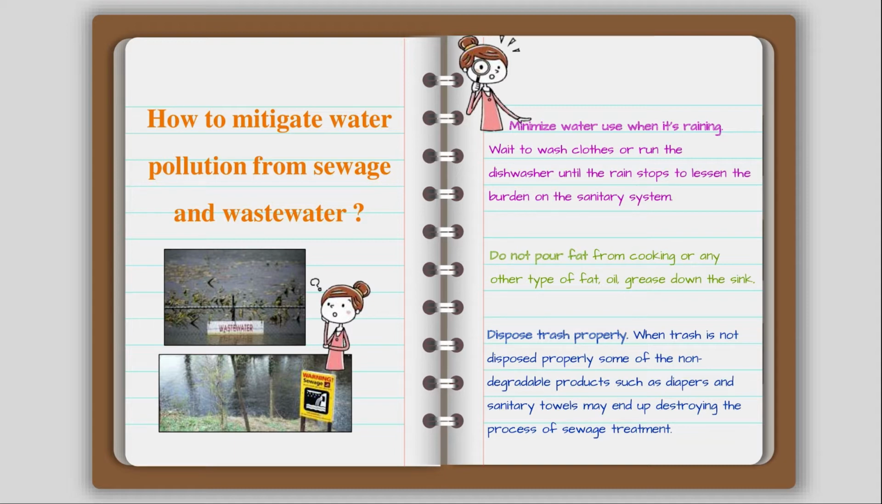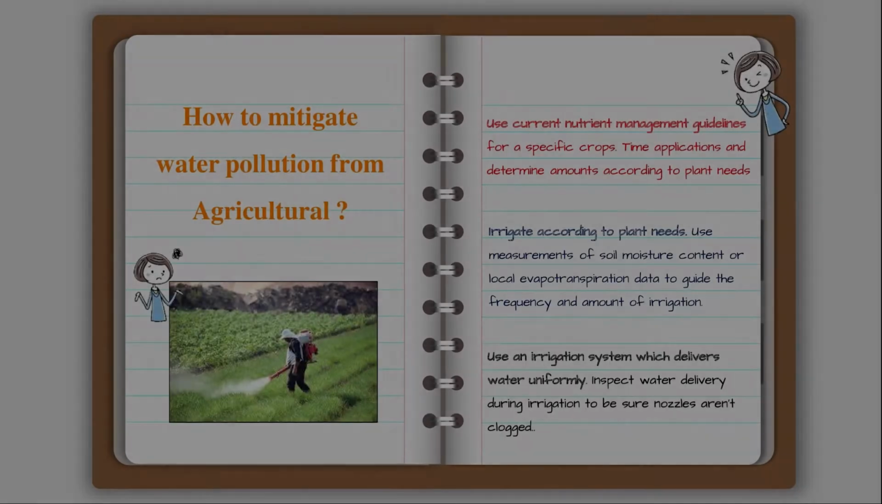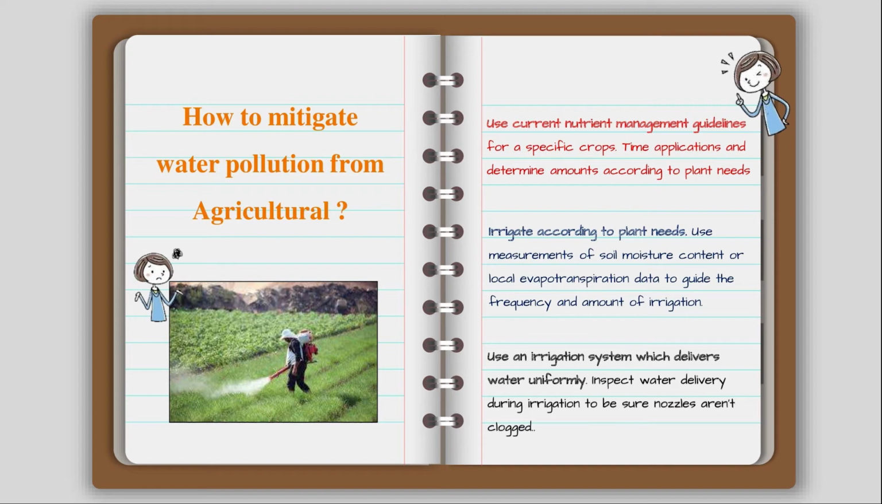Dispose of trash properly. When trash is not disposed of properly, some of the non-degradable products, such as diapers and sanitary towels, may end up destroying the process of sewage treatment. How to mitigate water pollution from agricultural? Use current nutrient management guidelines for specific crops. Time applications and determine amounts according to plant needs.